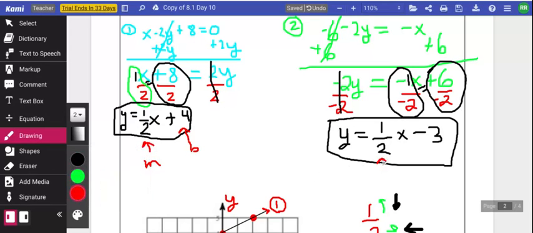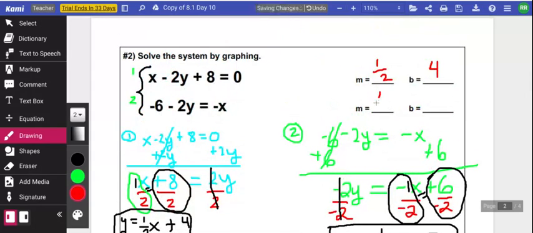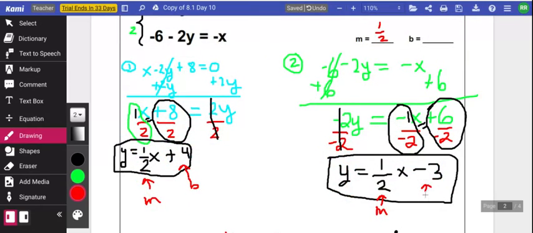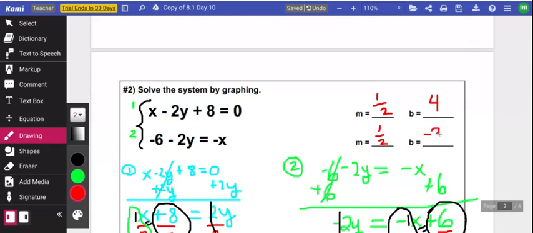So right here, the number in front of x is m. That's 1/2. So slope is 1/2. And my b is this constant term that is -3. Okay, now just by looking at this, notice how their slopes are the same. Their slopes are both 1/2. And then look at their b's, their y-intercepts. Are they the same or different?